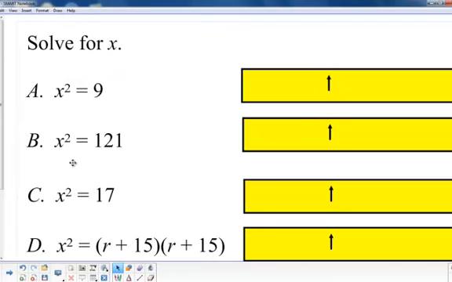All right. Next up, we're going to move into section 9.8.